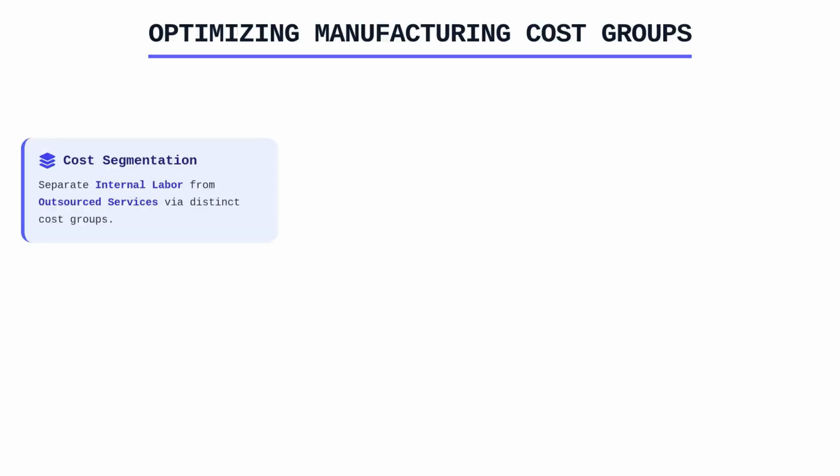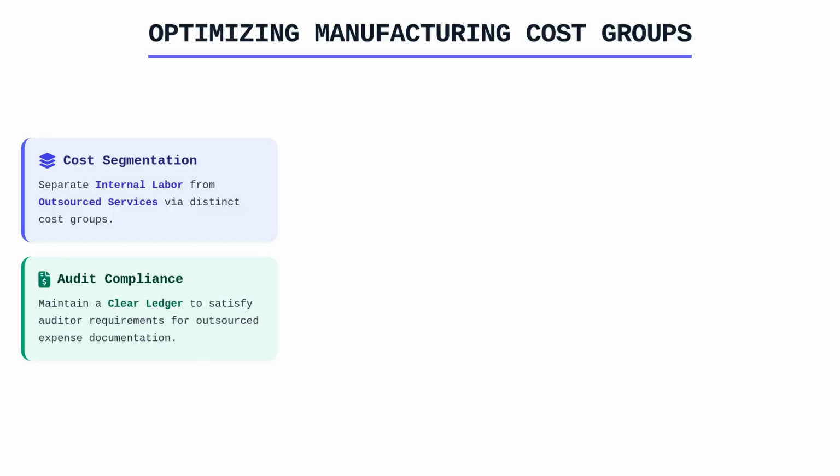The complexity of these setups increases as you move toward more sophisticated manufacturing environments involving complex routing or outsourced services. You might find yourself needing to create distinct cost groups for different types of subcontracted work to ensure that the costs associated with outside services are properly categorized versus internal labor costs. This distinction is vital for maintaining an accurate ledger, as auditors often require clear documentation on how outsourced expenses are handled in the standard costing model.